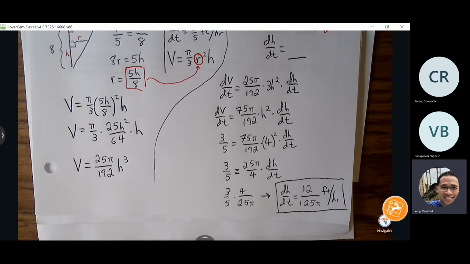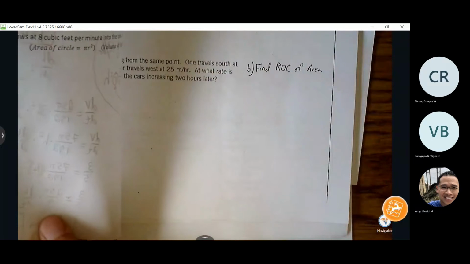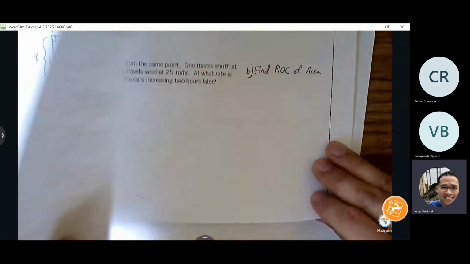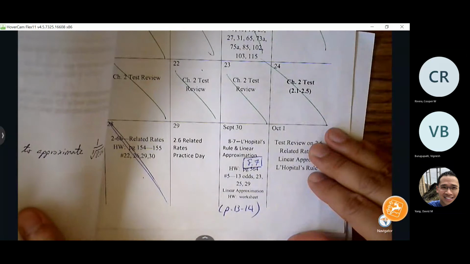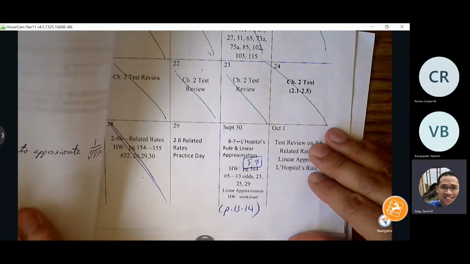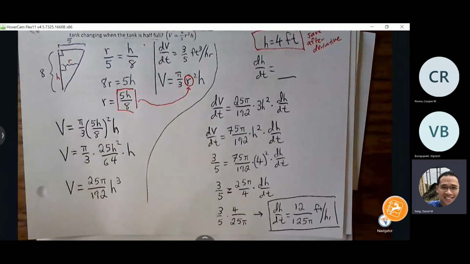Yes? Do you do a linear approximation of a possible problem? Yeah. Okay. Got it. Okay, are we okay with this problem though?